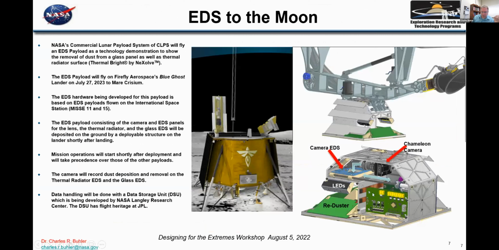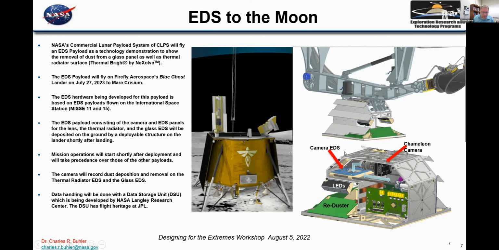We are having a payload go to the Moon. One of the payloads is our EDS, going on a CLPS lander, to be demonstrated on Firefly's Blue Ghost lander. This has been pushed to 2024, I believe. What this device does is generate and move dust on a glass and a thermal radiator EDS. And then we have a neat reduster, which I'd like to show you.